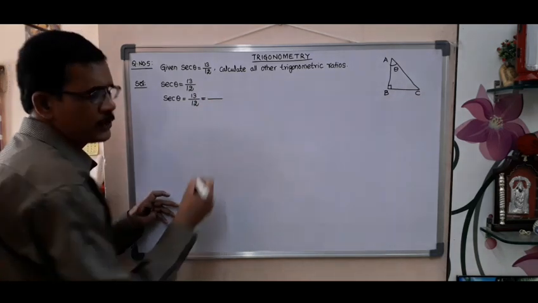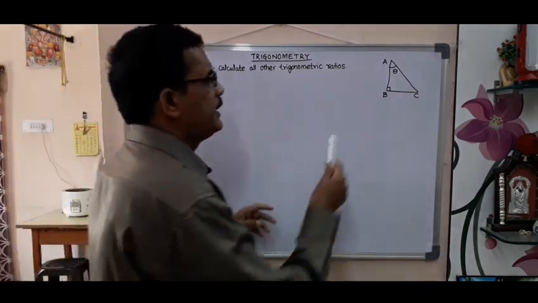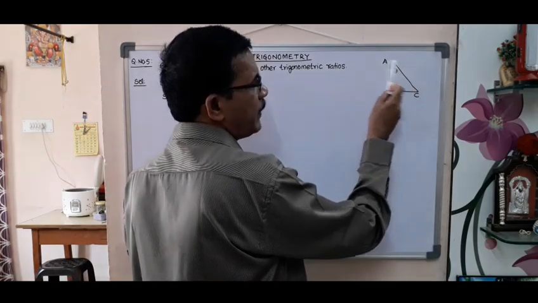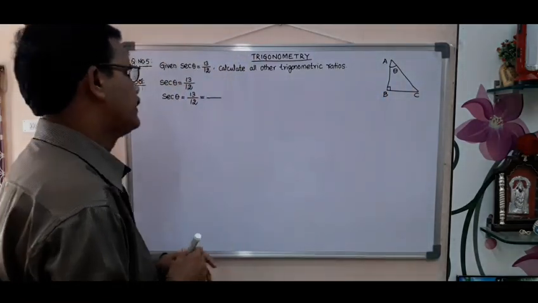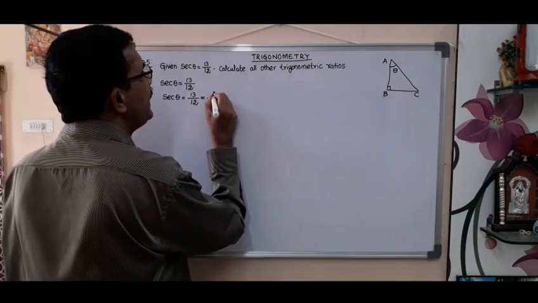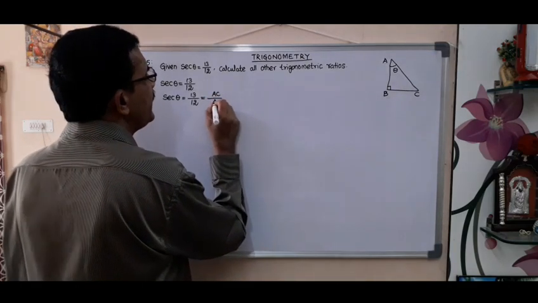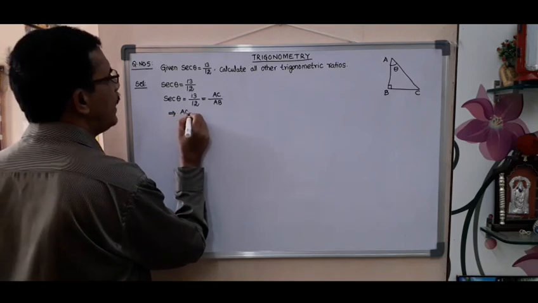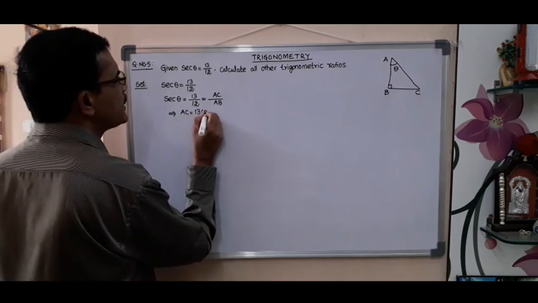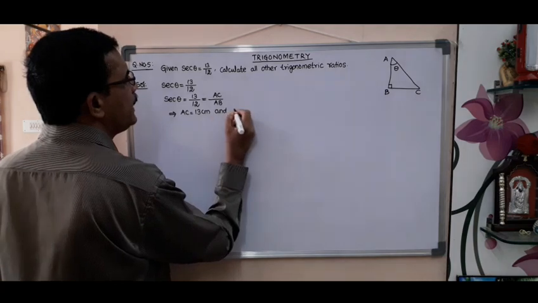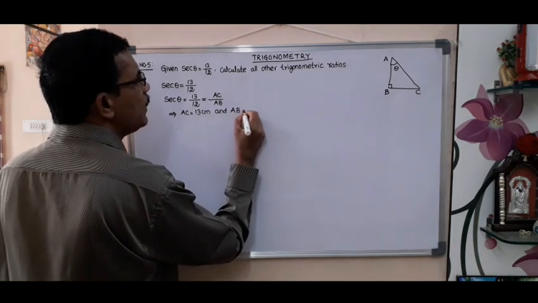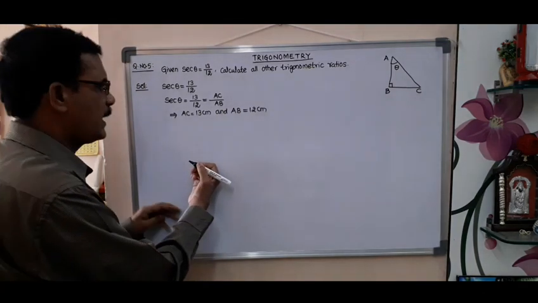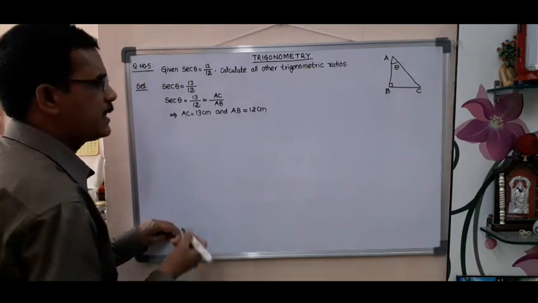With respect to the secant theta definition, hypotenuse by adjacent side. So here hypotenuse is AC and adjacent side is AB, implies AC is equal to 13 centimeters and AB is equal to 12 centimeters. Now using Pythagoras theorem, we will find the other side.